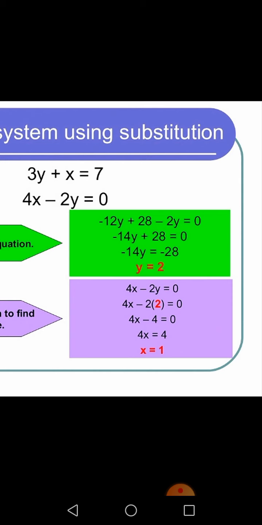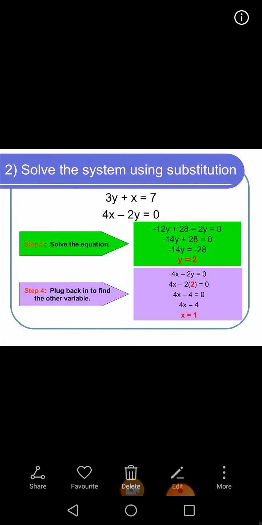So combine the like terms here. Negative 12y minus 2y equals negative 14y, plus 28 equals 0. Then divide by negative 14 to get y equals 2, or send negative 14 to the other side with division. Amazing. Step 4, plug back in to find the other variable. I will choose any equation and substitute y equals 2 to get x. So x here equals 1.